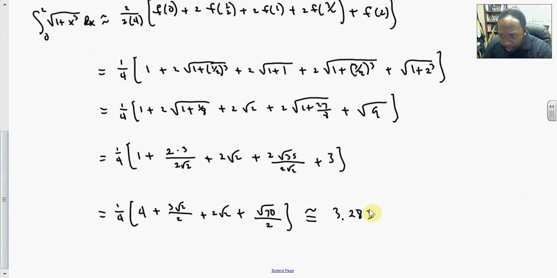3.2833. I rounded. That's what I did there. So I get 28326, if you will, and we can round that, just make that a 3. That's okay. Now let's look at this for the Simpson's rule.